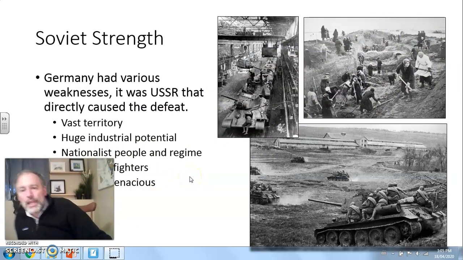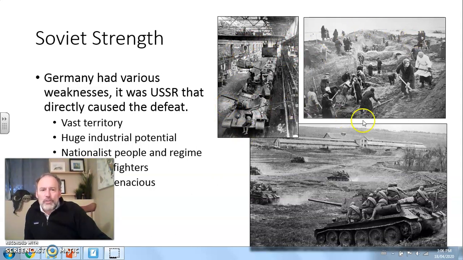And the authors are saying that the USSR directly caused the defeat. It was because they had this vast territory that was hard to occupy, hard to move supplies over, and just hard to conquer. There was the huge industrial potential of the Soviet Union, both for resources and for building. You can see that in this tank factory here.